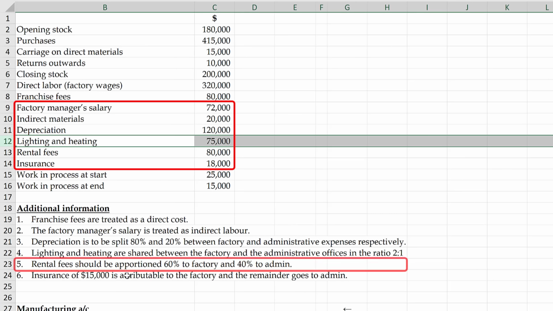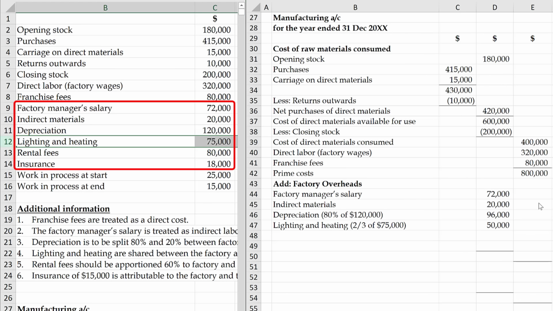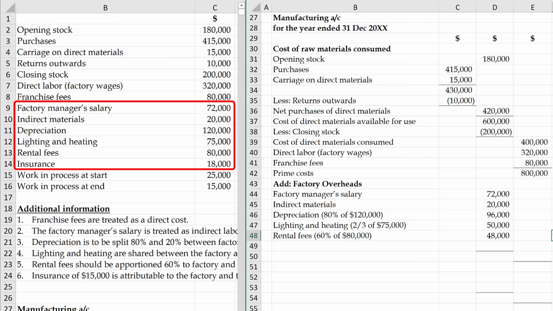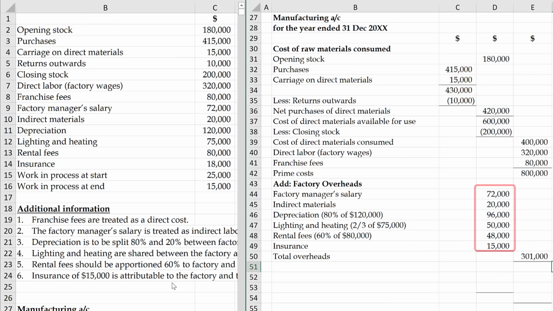Rental fees should be apportioned 60% to factory and 40% to admin. Okay, so that's relatively straightforward. Just find that percentage and we're good to go. And insurance, 15,000 is attributable to factory, right? The remainder is clearly for the admin, and total overheads is 301.